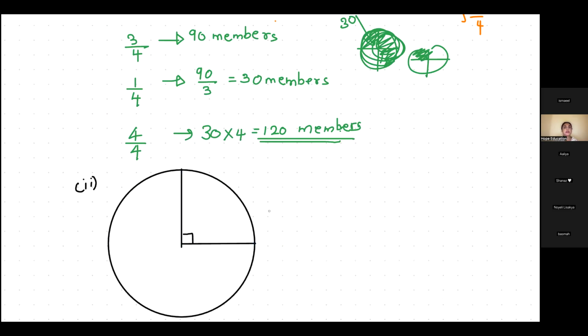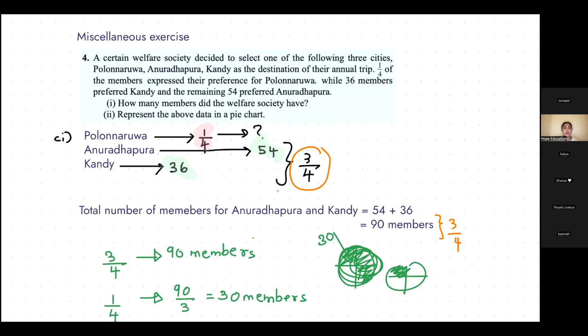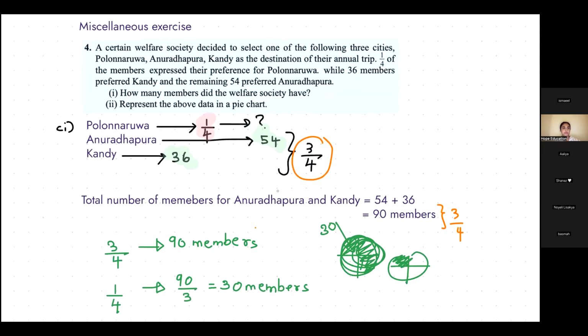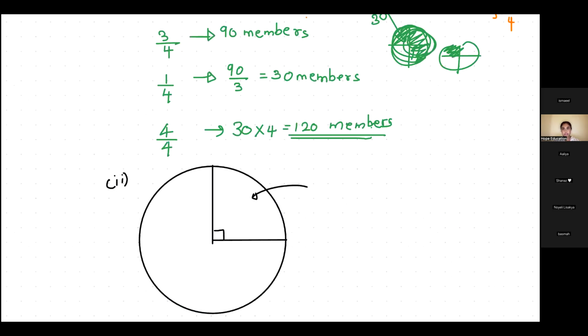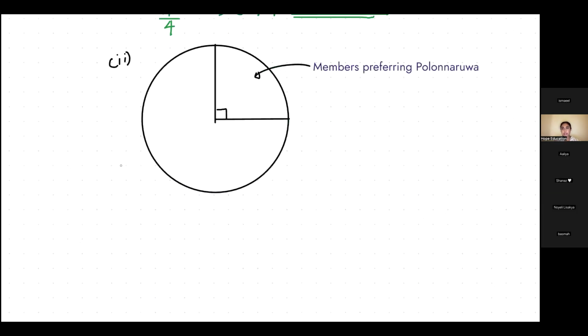This is members preferring Polonnaruwa. Just preference. So I will say members preferring Polonnaruwa. Then Anuradhapura and Kandy, how do we represent? We have to find the angle, right? Angle representing Anuradhapura.